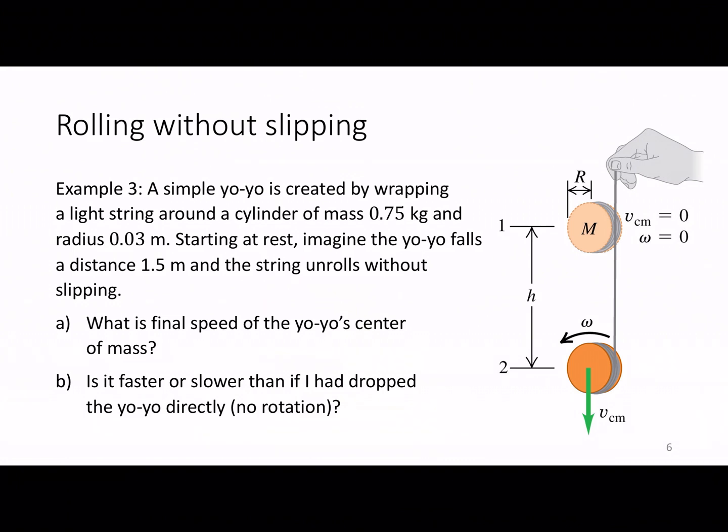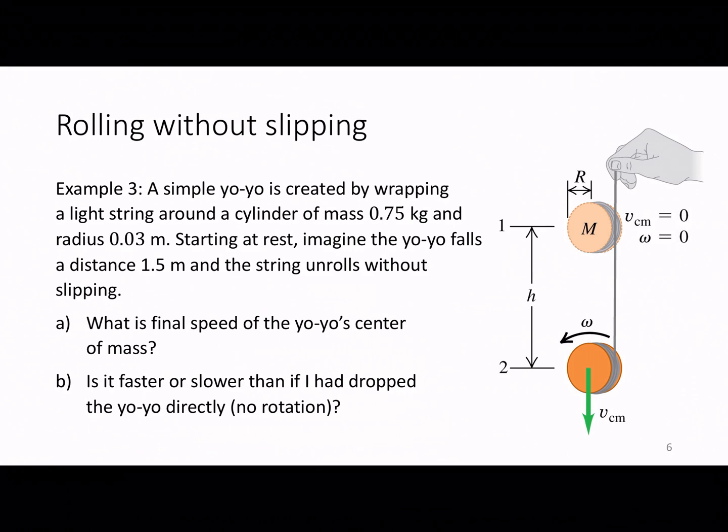This is generally speaking the best way to solve the majority of these problems. Use conservation of energy. Here's a really good one that wants to use conservation of energy. A simple yo-yo is created by wrapping a light string, meaning a massless string, around a cylinder of mass 0.75 kilograms, radius 0.3 meters, to create a yo-yo. So starting at rest, imagine it falls a distance 1.5 meters and the string unrolls without slipping.